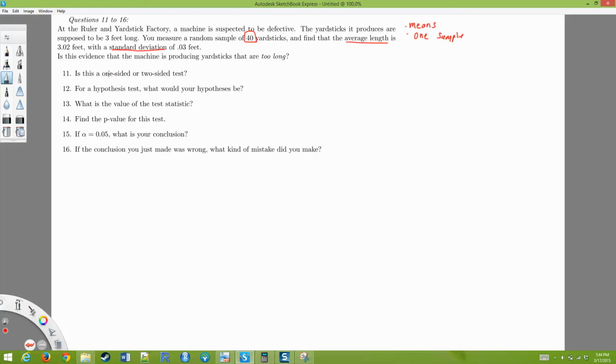So we're dealing with one sample means, and then are we dealing with a confidence interval or a hypothesis test? Okay, so let's just quickly scan through these questions. And we see things like, what would your hypotheses be? Okay, so well, that makes it easy. Now we're dealing with a hypothesis test.